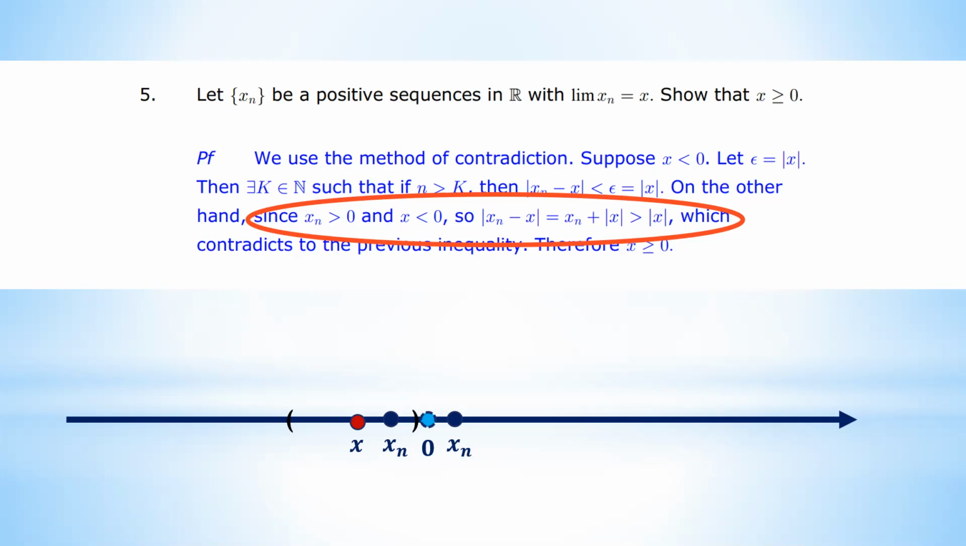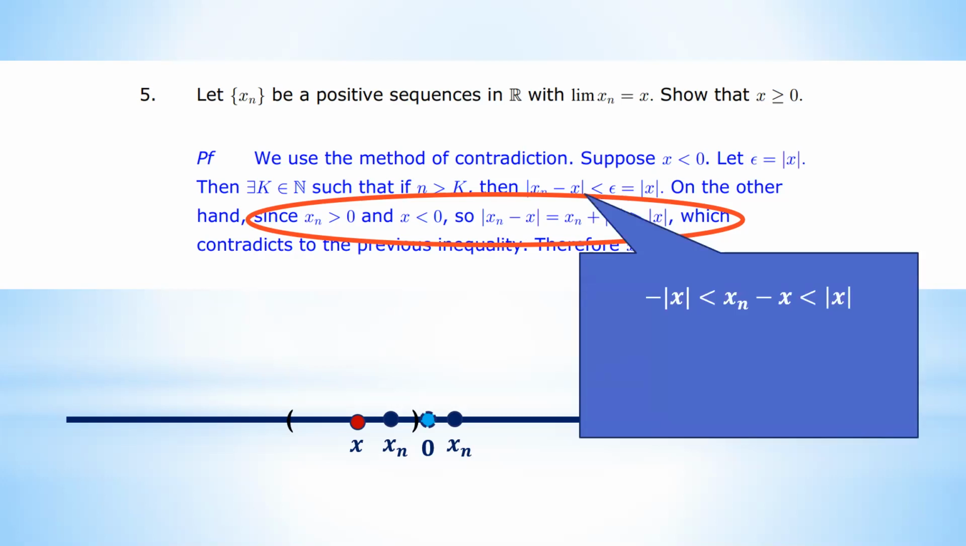All right, so in the new argument, we're still choosing epsilon equal to the absolute value of x, and you are going to get the absolute value of xn minus x is less than the absolute value of x. So the first step is the same. Now let's look at how to get a contradiction. I'm going to get a contradiction using a different way, okay?